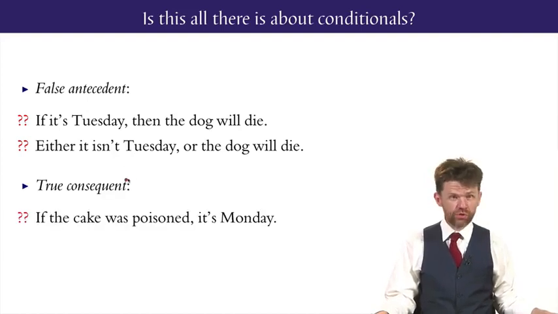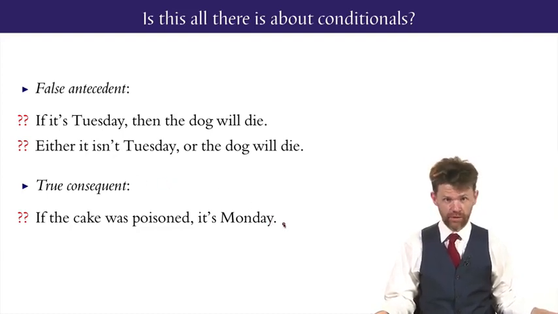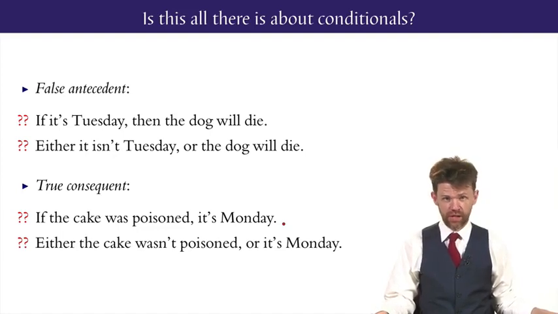The same goes in the true consequent case. In the absence of knowing somebody's schedule for poisoning cakes, I'm not going to say that if the cake was poisoned, it's Monday. Even if I actually know it's Monday, and so the truth table tells us that this conditional would be true because it's got a true consequent. Similarly, I'm not going to assert the disjunction, either the cake wasn't poisoned or it's Monday. We'd say the more specific thing, it's Monday. But looking back at these two statements, on a Monday, I'm inclined to agree that the disjunction is true, but it's not the kind of thing that you'd say, because there's something more specific to say. But I'm much less inclined to agree that the conditional is true.